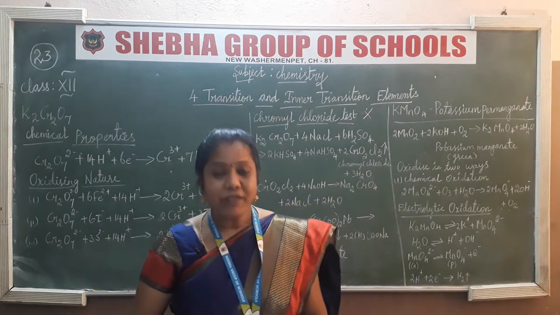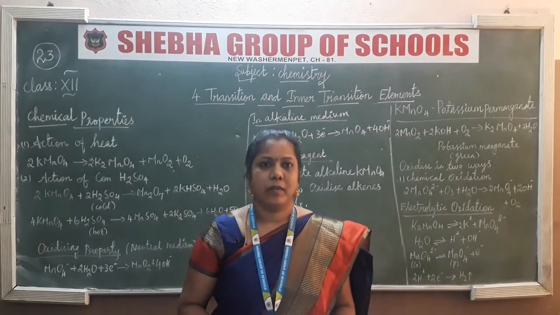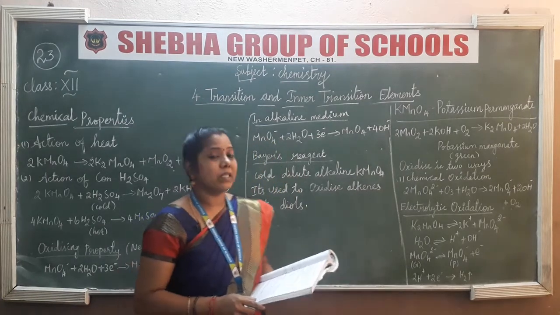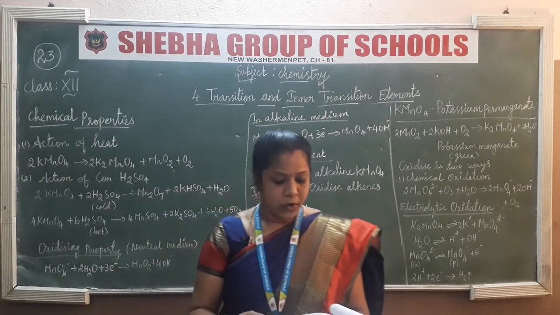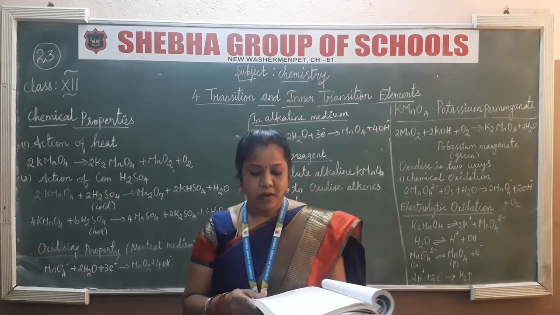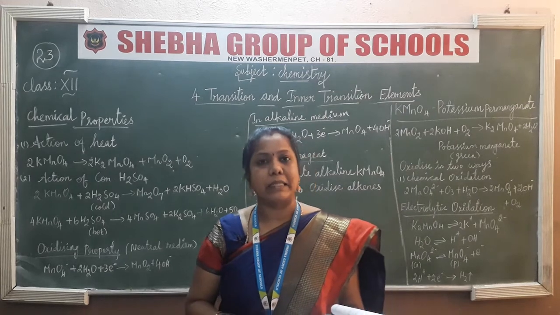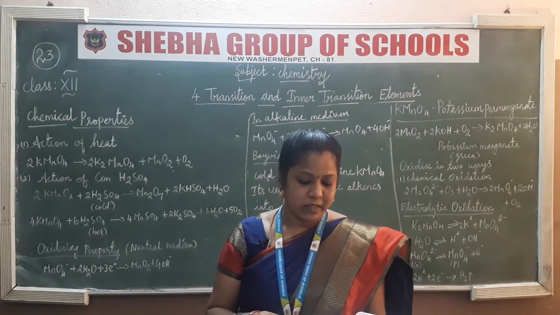Now go for the physical properties. Now move on to the physical properties of potassium permanganate. Potassium permanganate exists as dark purple crystals and melts at 513 Kelvin. That is the dark purple color. Yes, obviously we know that.